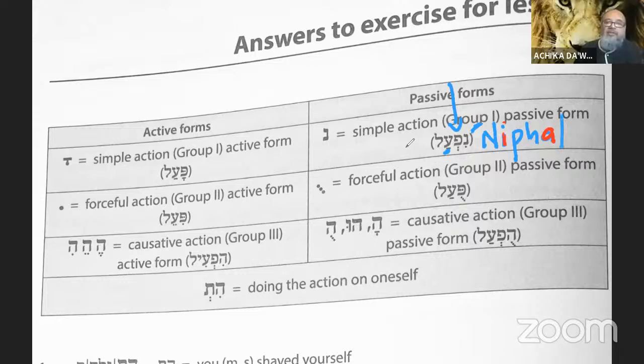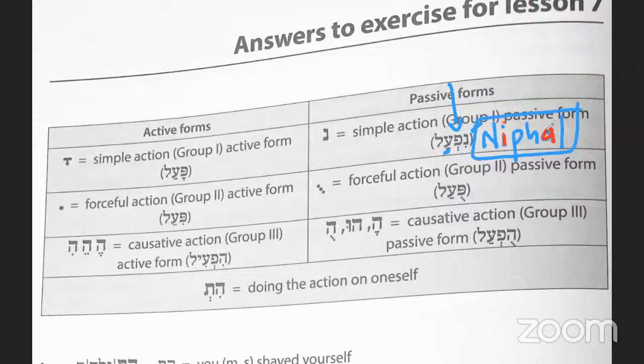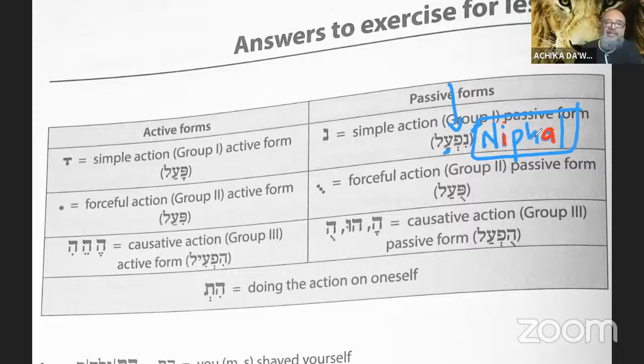So the name of this in particular root is called what? A nafal. Perfect. It's a nafal. Excellent. Come over here. This has a dot inside of the P. So what is that? What letter?